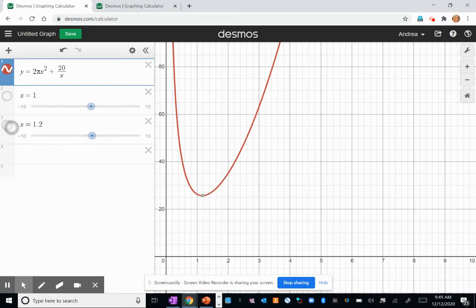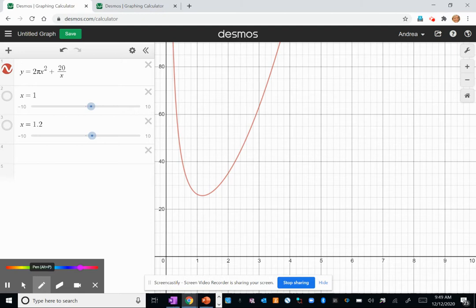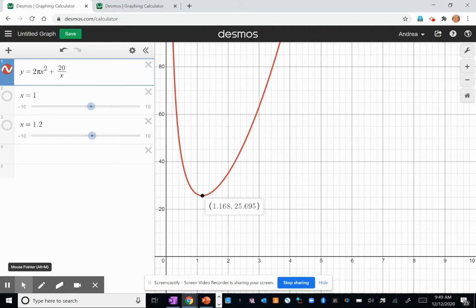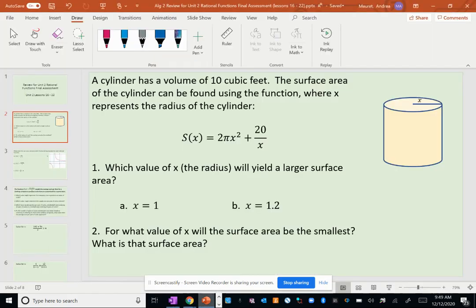To answer the other question, we need to know the minimum point. The minimum point here is 1.168. That's the radius. And that gives us the smallest surface area, 25.695. The first number there is the x, and the second number there is the y. So x represents the radius, and y represents the surface area. All right, so that answers the first questions.